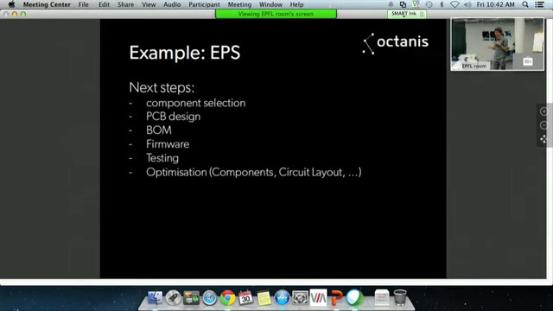And the next steps, if you go further, would be the component selection, the PCB design, right? Bill of materials. Right now we're programming the firmware and testing. That's also ongoing. And at the same time optimize for having cheaper components with smaller footprint, so you save space on your PCB, and so on. So that would be really at the bottom of the V model right now.